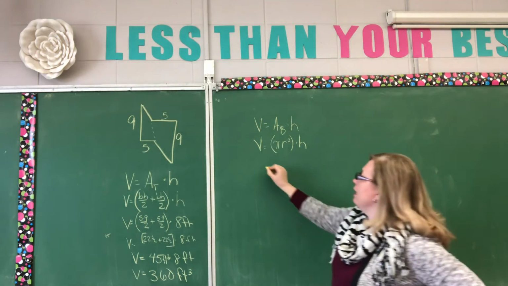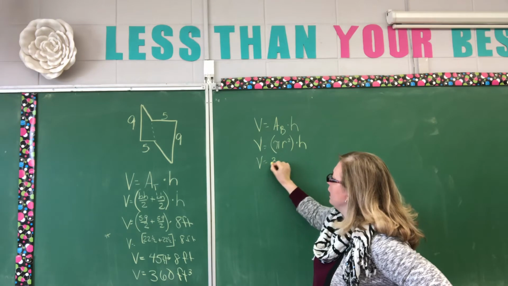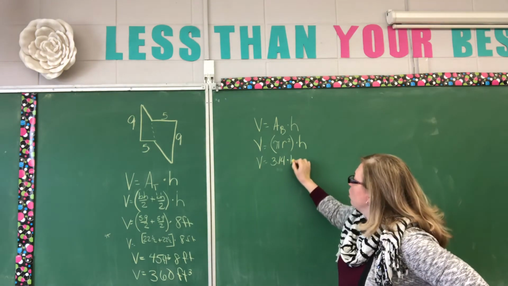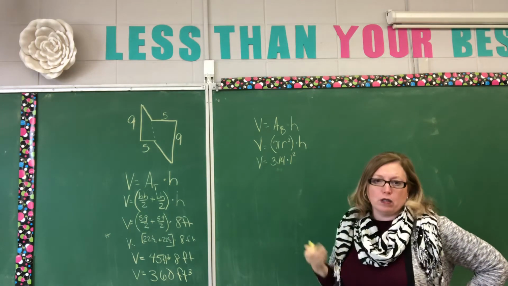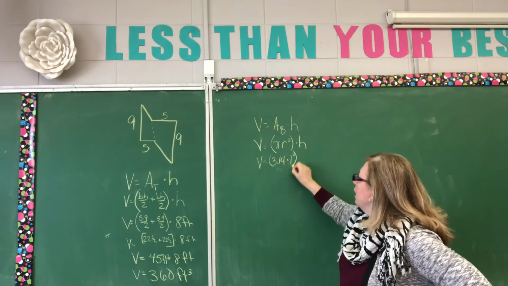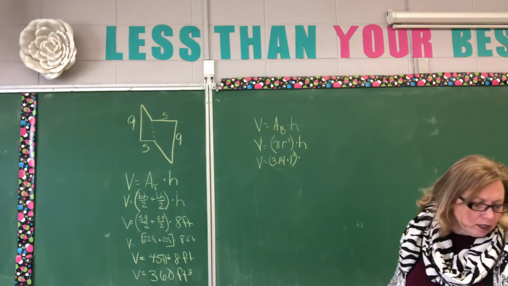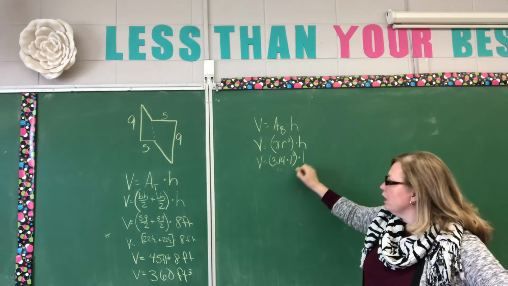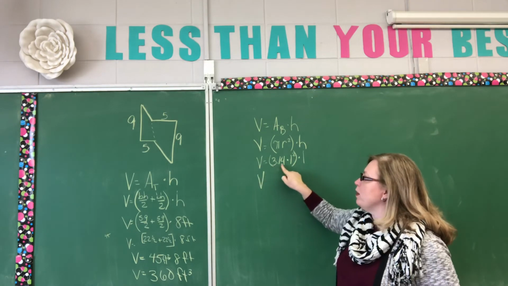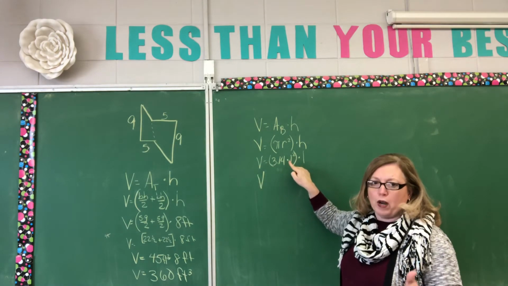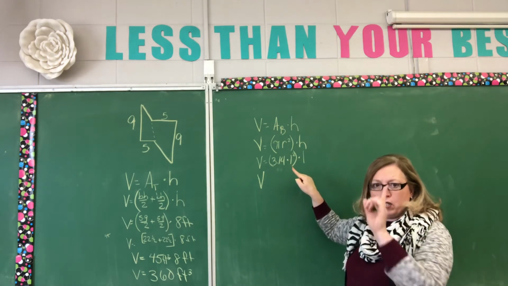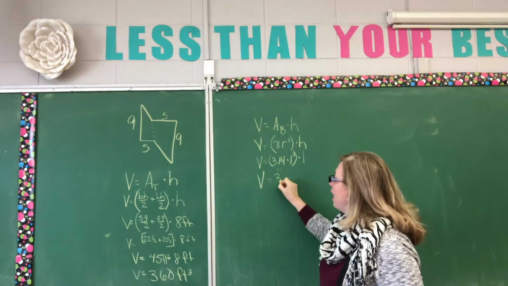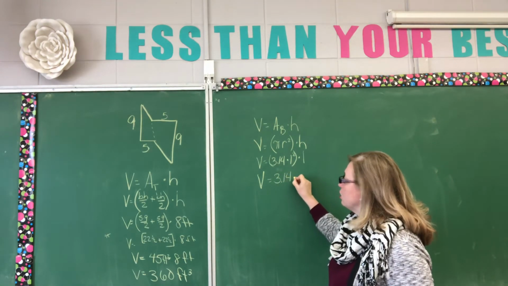So I'm going to say volume equals 3.14, because that's pi, times 1 squared. Well, 1 squared is 1. And my height is also 1. So literally, all I'm saying is 3.14 times 1 squared. So 1 squared is 1, because 1 times 1 is 1. So this is 3.14.